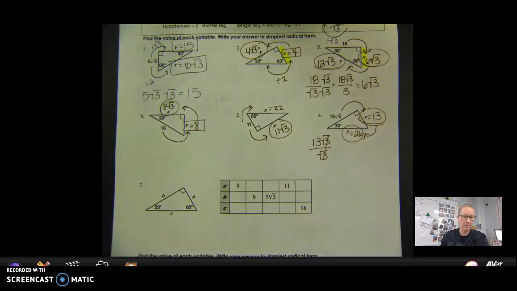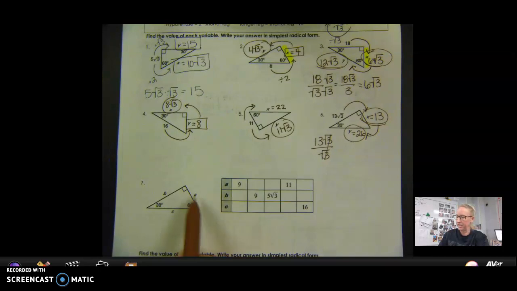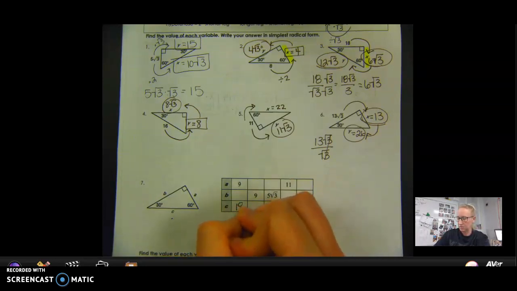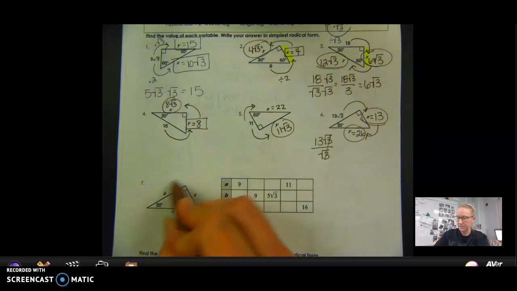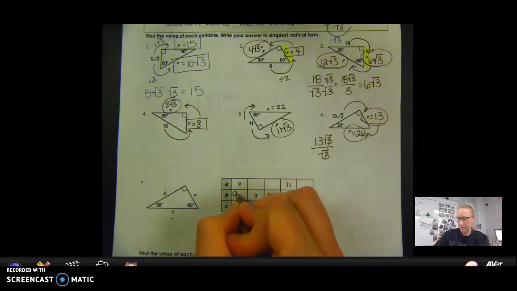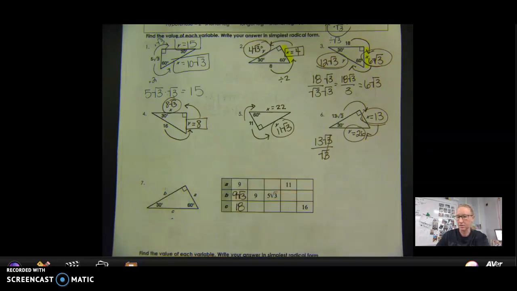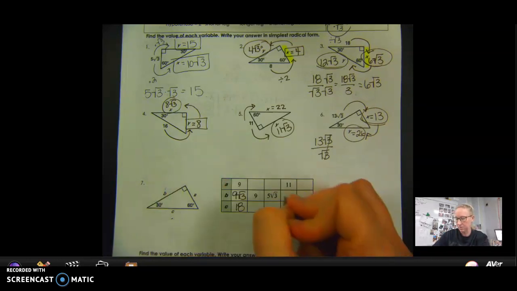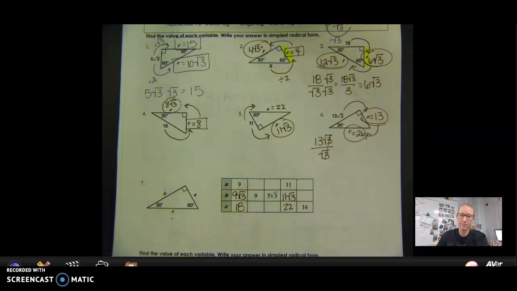Okay, filling out the table. So A is small, B is medium, C is hypotenuse, large. So A, they gave me the small one on this one. So A to C would be multiplied by 2, so that gave me 18. A to B is multiplied by the square root of 3, so that gives me 9 square roots of 3. I'm going to do my other one in the table that they gave me the small side. So double it to get C, so I get 22. Multiply by the square root of 3, so I get 11 square roots of 3 to get the medium side.